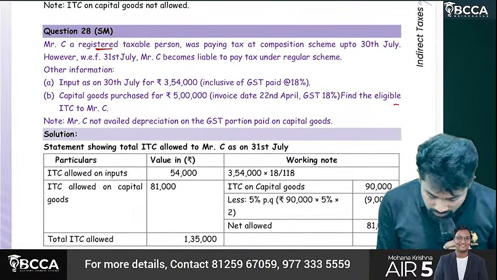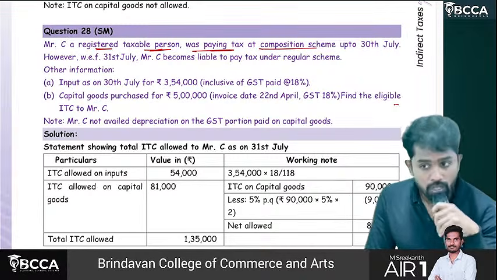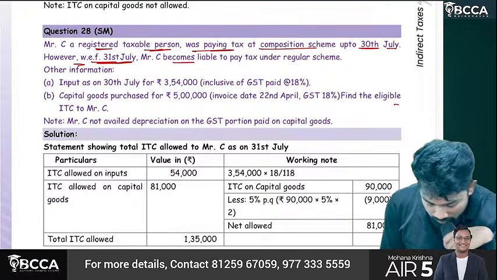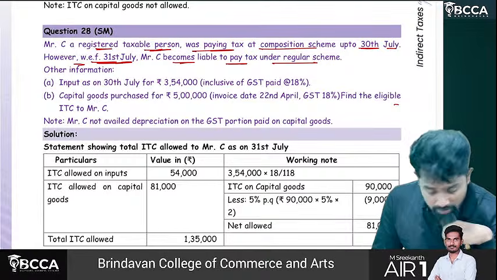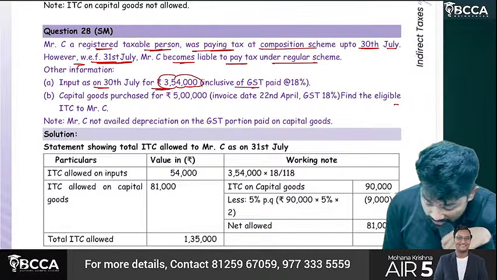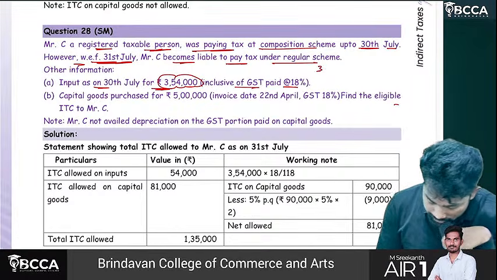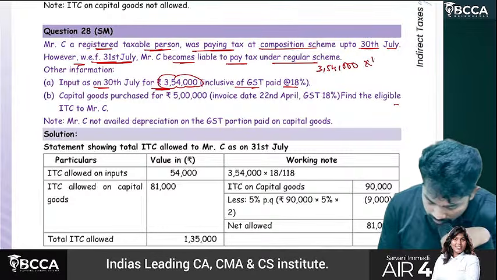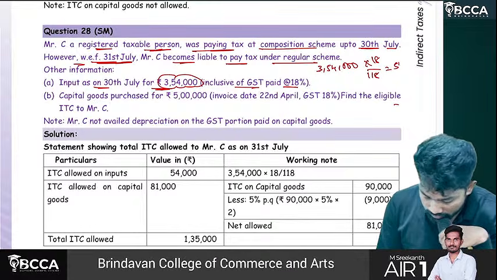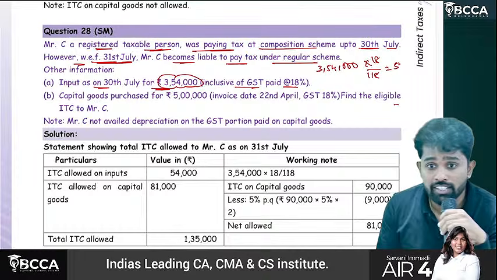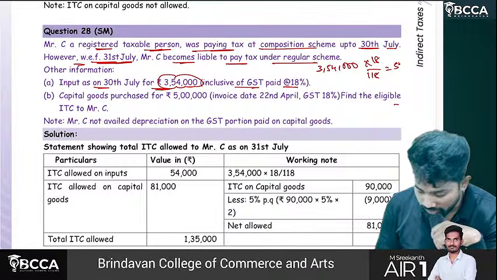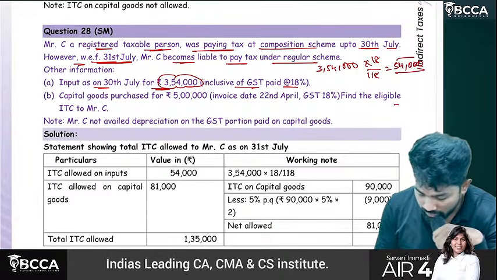Mr. C, a registered taxable person, was paying tax under the composition scheme up to 30th July. However, with effect from 31st July, C becomes liable to pay tax under the regular scheme. Input as on 30th July is how much? 3,54,000 inclusive of GST. So what we have to do? 3,54,000 into 18 by 118. So this is what we can avail as ITC, 54,000.